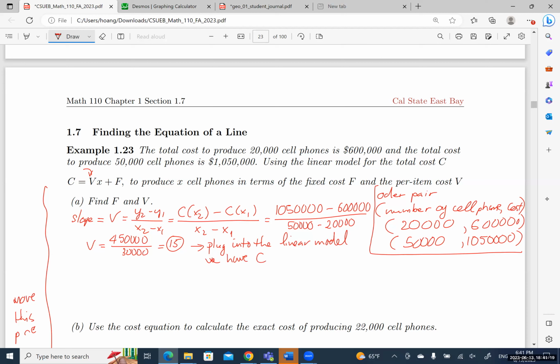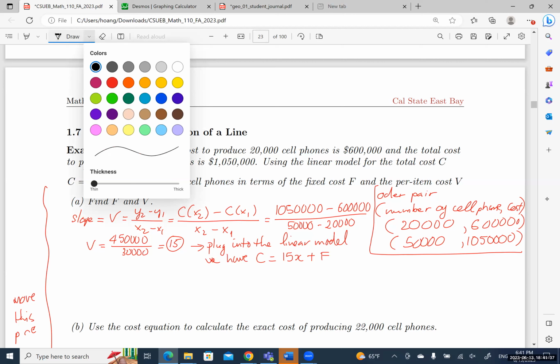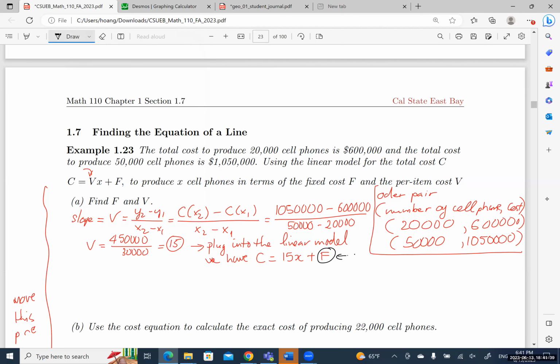We have C equal to 15x plus F. Okay, so now we're missing only F. We need to find F, right? We need to find F. Okay, we need this one, right? So how to do that?